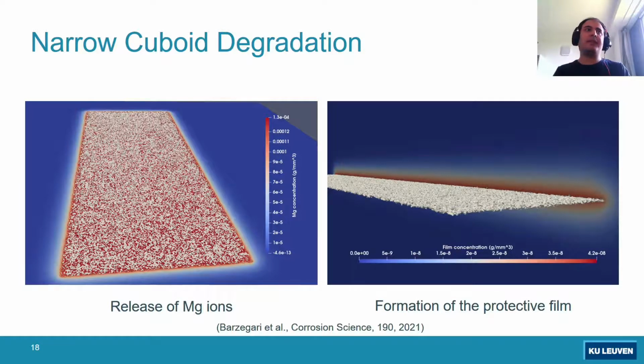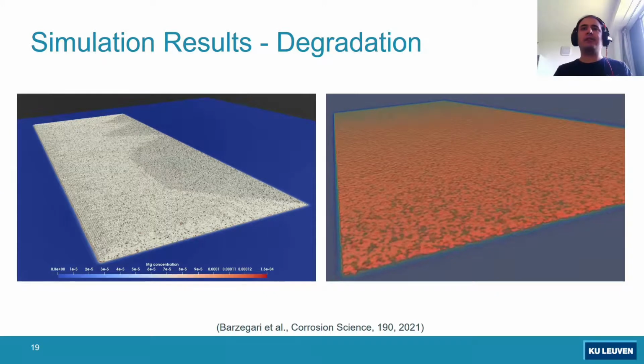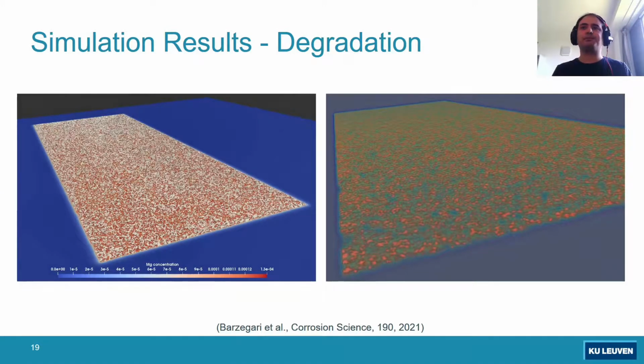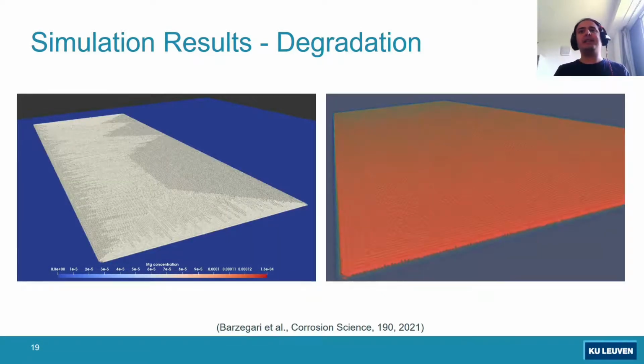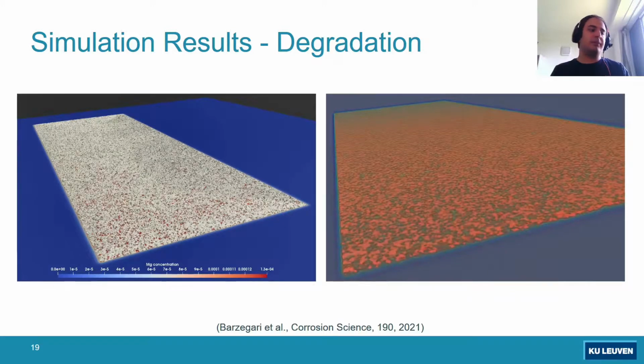As I said, this is something that is captured by the model. And this is another animation of degradation that are post-processed in two different ways. You can see the release of material and the way that the metallic block disappears.